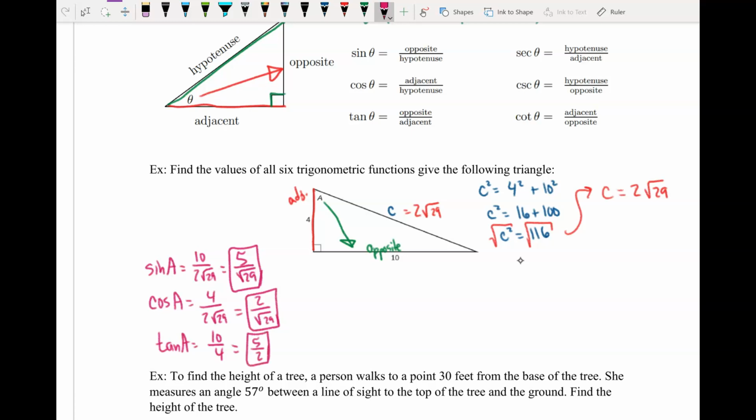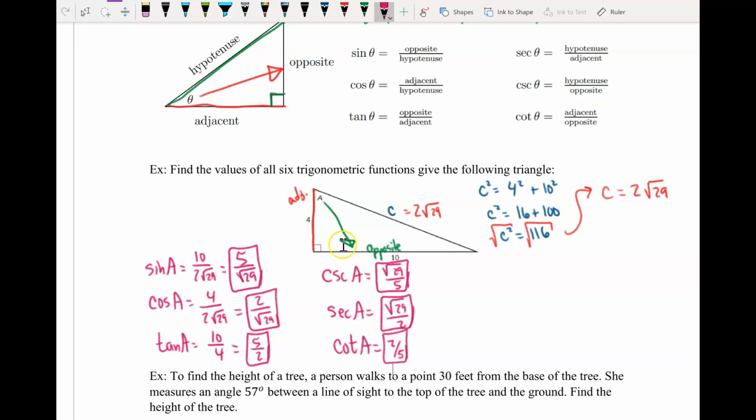And now all we've got to do is just do the reciprocals. So in this case, the reciprocal of sine is cosecant, and we're just going to swap that: square root of 29 over 5. The reciprocal of cosine is secant. It's going to be square root of 29 over 2. And then the reciprocal of tangent is cotangent, which is going to be 2 over 5.